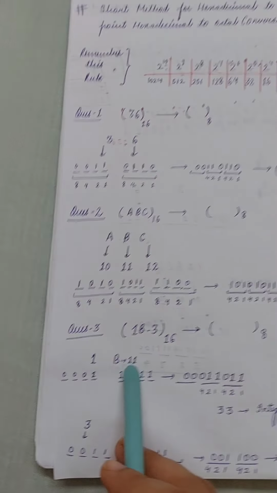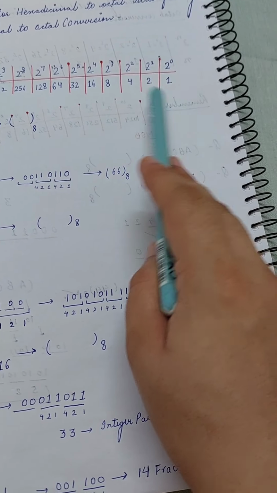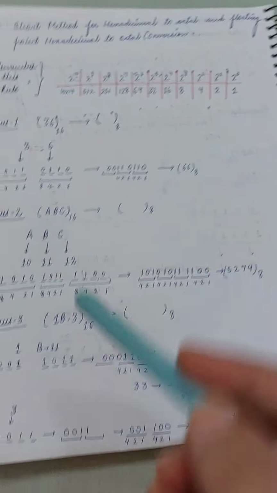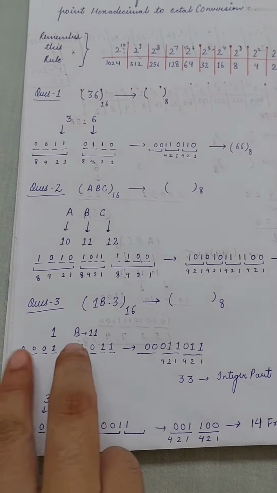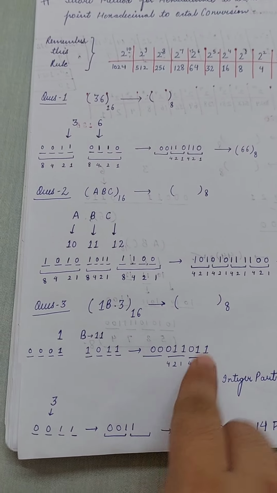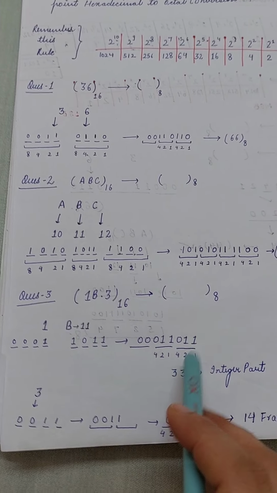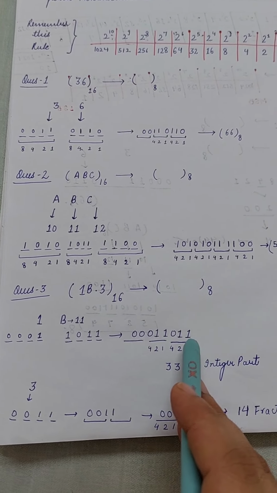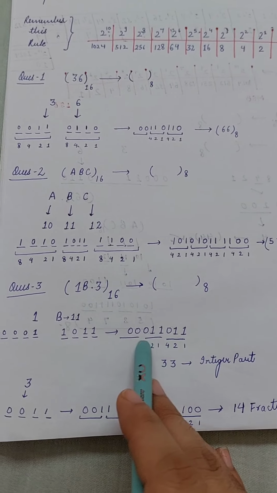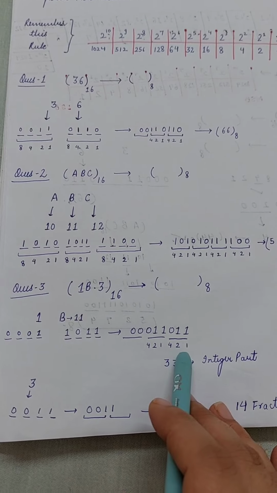Now B is 11. See, 8 plus 2 plus 1 will give you 11. So 1, 0, 1, 1. Now I have written here 1, 0, 1, 1. Now you have to recollect both and write them in the same sequence. Afterwards you have to start making pairs of 3, 3 from the right hand side. So doing this you will get 1 2 4, 1 2 4, write these at the bottom.